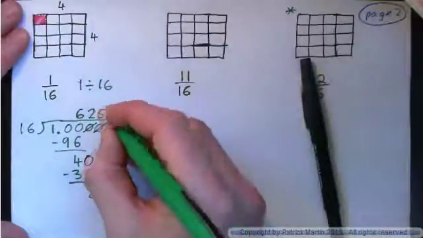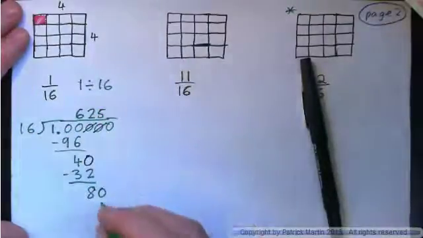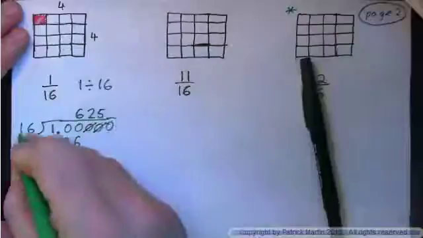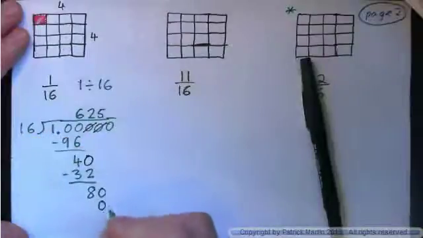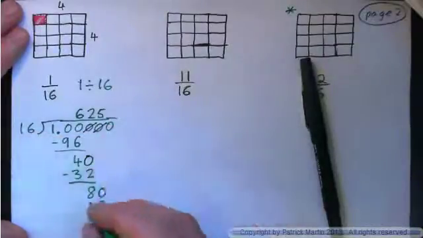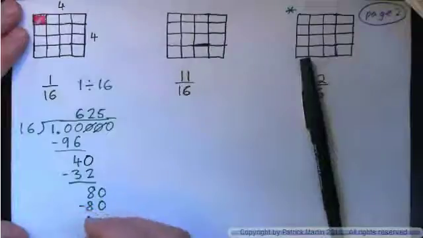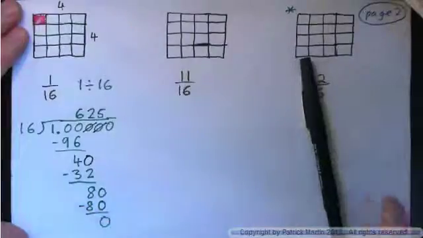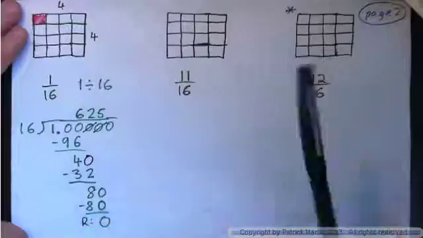5 times, right? 5 times 6 is 30, carry the 3. 5 times 1 is 5, and 3. 5 times 1 is 5, 5 plus 3 is 8. Subtract, remainder 0. When I get to remainder 0, I'm done, haven't I?